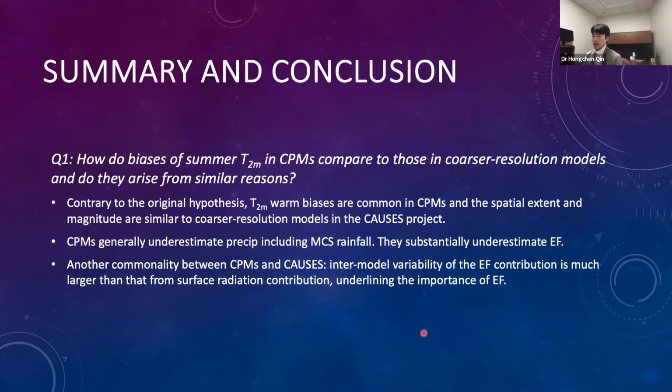So to summarize, to answer our question 1, contrary to our original hypothesis, we find T2M warm biases are quite common in CPMs, and spatial extent and magnitude are similar to coarse resolution models in the CAUSES project. CPMs generally underestimate precipitation, including MCS rainfall, and they substantially underestimate evaporative fraction. Another commonality between CPM and CAUSES models is that the intermodel variability of evaporative fraction contribution is much larger than that from the surface radiation contribution, underlying the importance of EF.